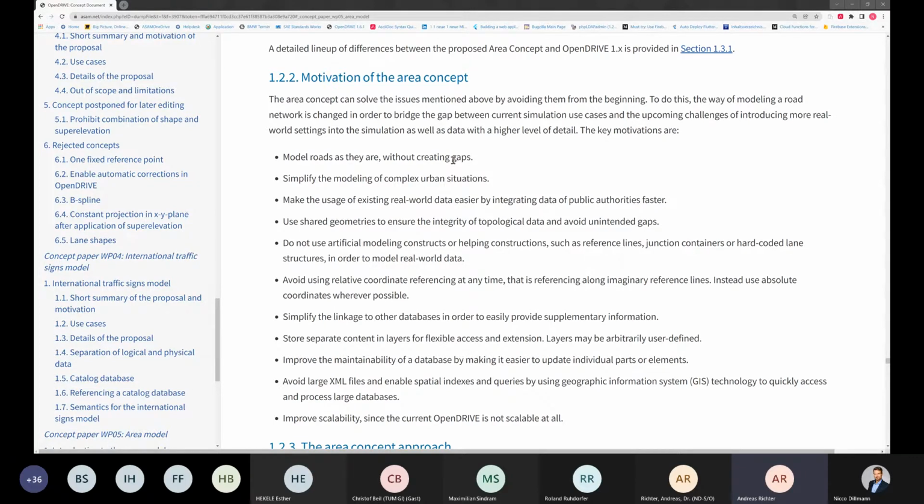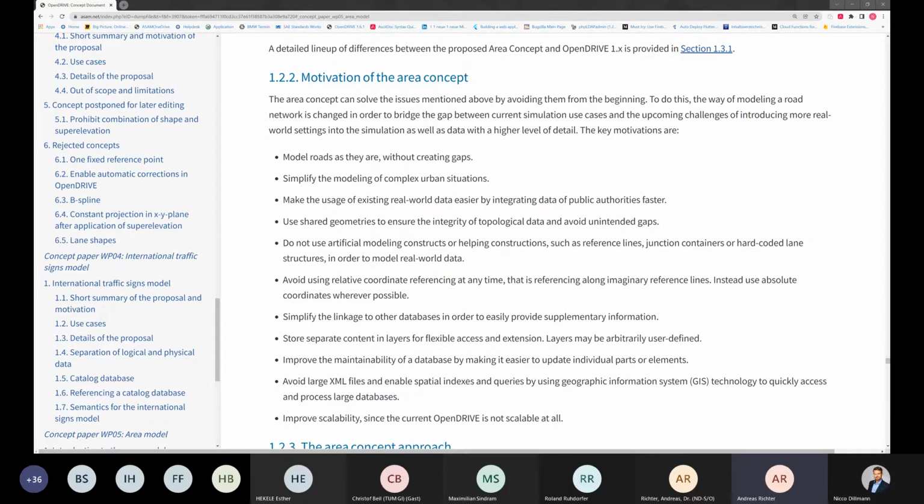So why we came up with the area concept was the issues we saw regarding getting real-world data into OpenDRIVE. The idea was having more real-world data without needing to create new applications, and creating the environment without having gaps in between. Focus was on complex urban situations because this is currently the most challenging part the automotive domain is focusing on. And we would like to reduce the amount of time you have to put in to create the complex road layouts.